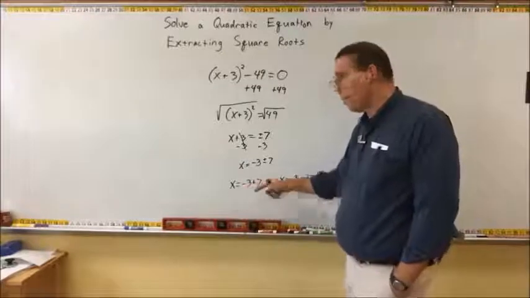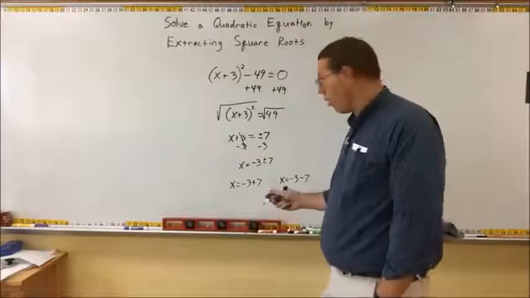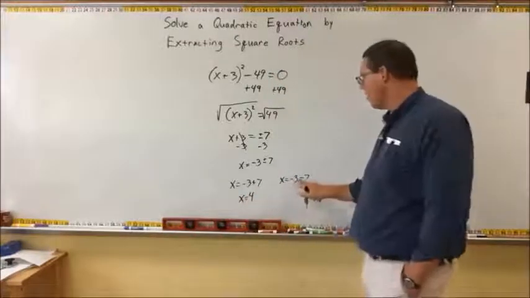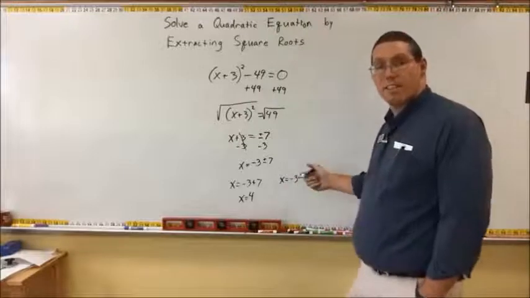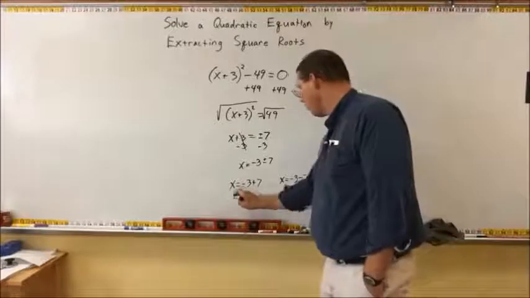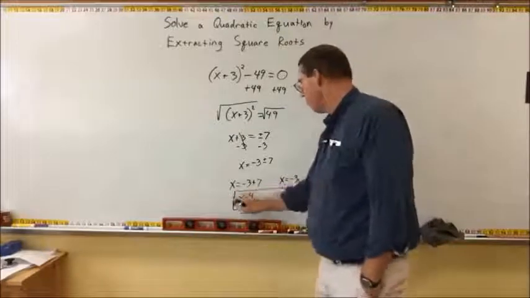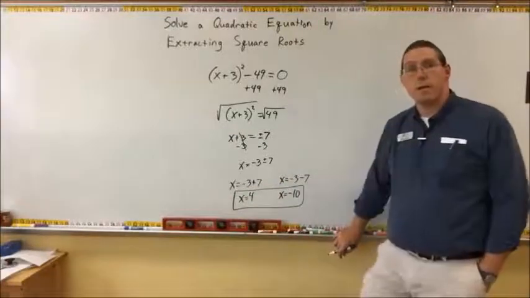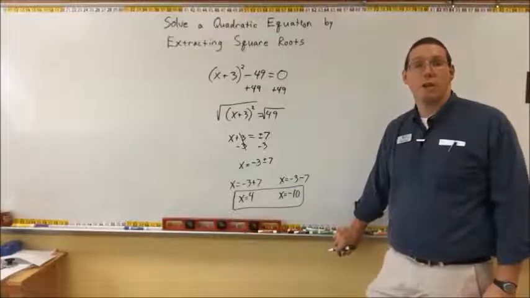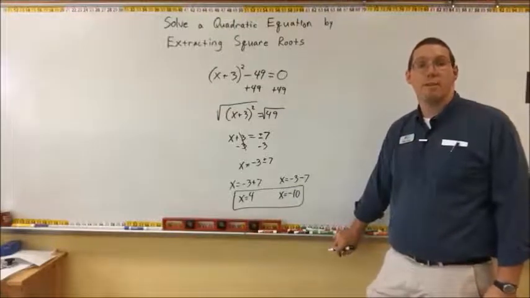What is negative 3 plus 7? It's 4. So x is equal to 4 is one answer. And what's negative 3 minus 7? Well, that's negative 10. So x is equal to negative 10. So we have our answers. x equals 4 and x equals negative 10. And that is how you solve a quadratic equation by extracting square roots.